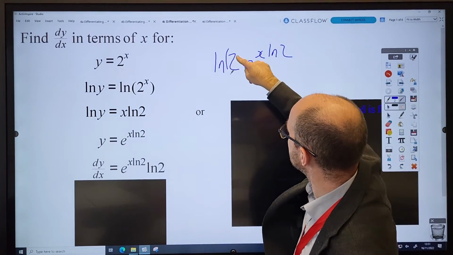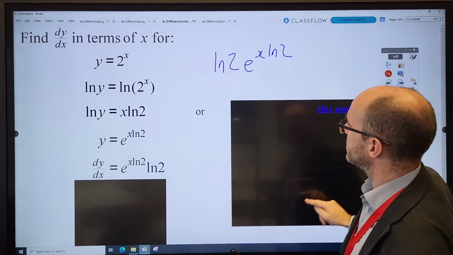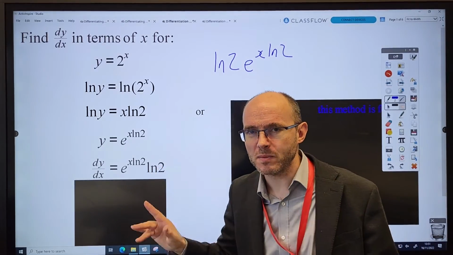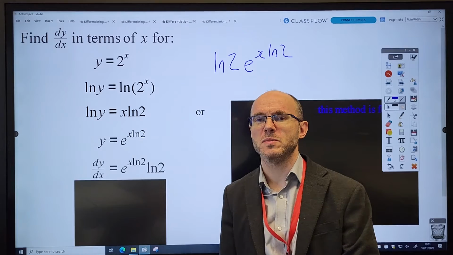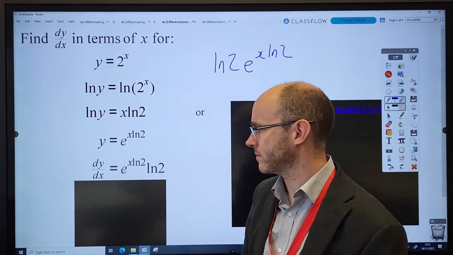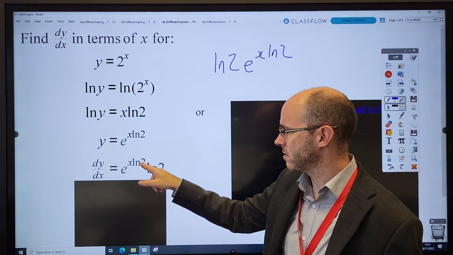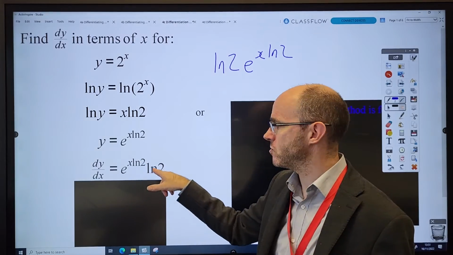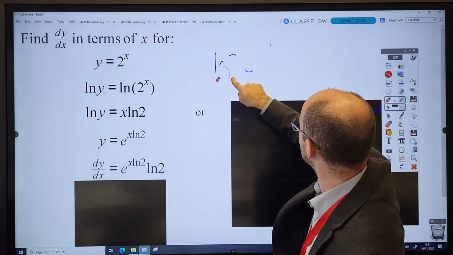Or am I doing just that times by this? Can you see, written like this, it makes it absolutely clear. And in mathematics, we need to be absolutely clear when we're writing stuff down. So e to the power of this multiplied by natural log 2. So that's the reason why I've written it in that specific order.